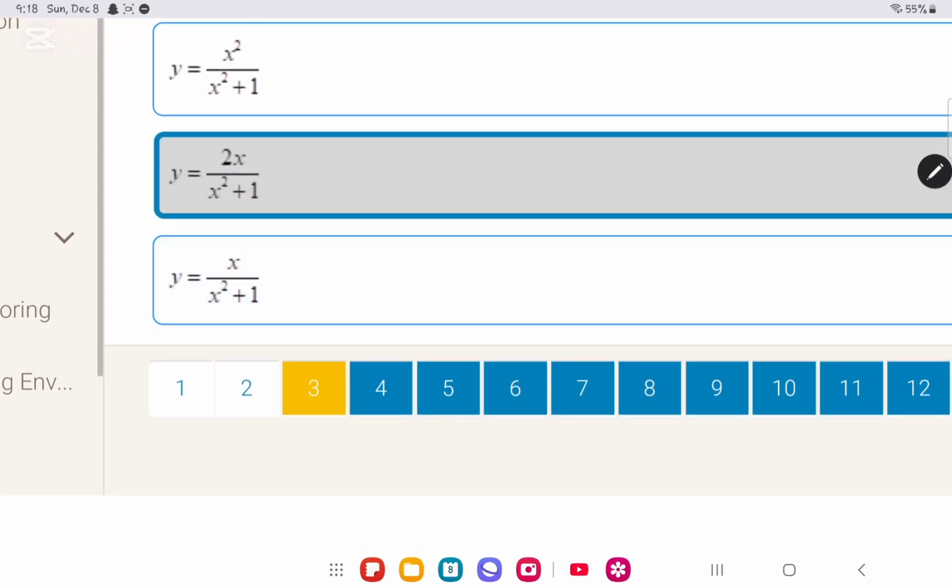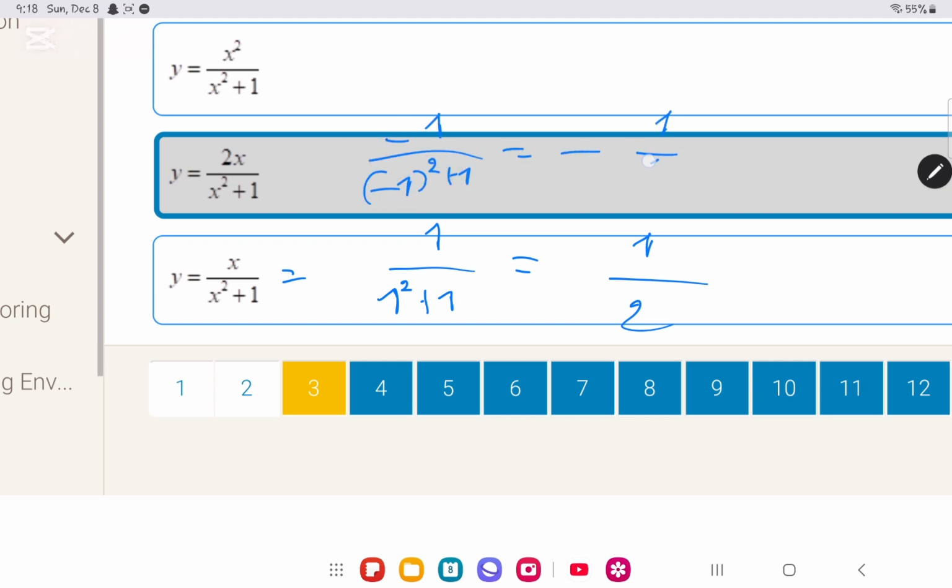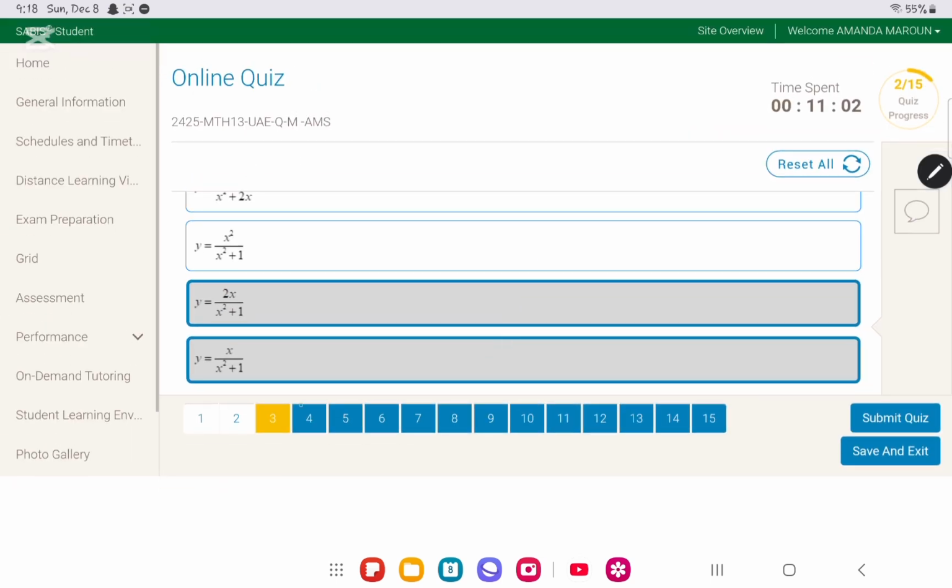Now, for the last one, we're going to substitute 1. 1 over 1 squared plus 1 is equal to 1 over 2. And then minus 1 over minus 1 squared plus 1 is minus 1 over 2. If you multiply it by minus, you are then going to get 1 over 2. And since these two are equal, that means it is an odd function.